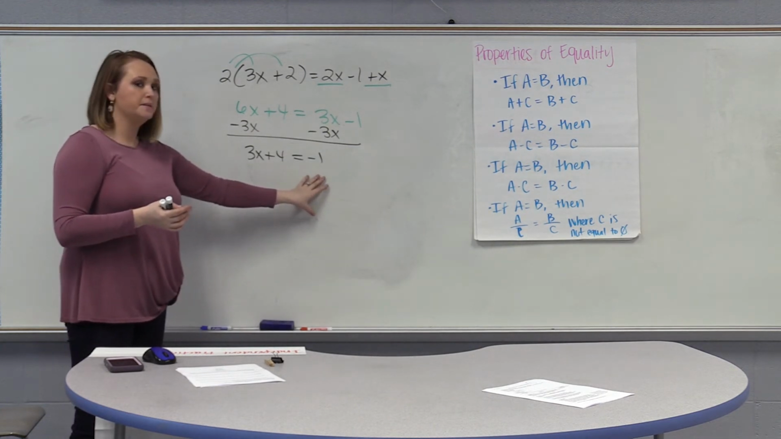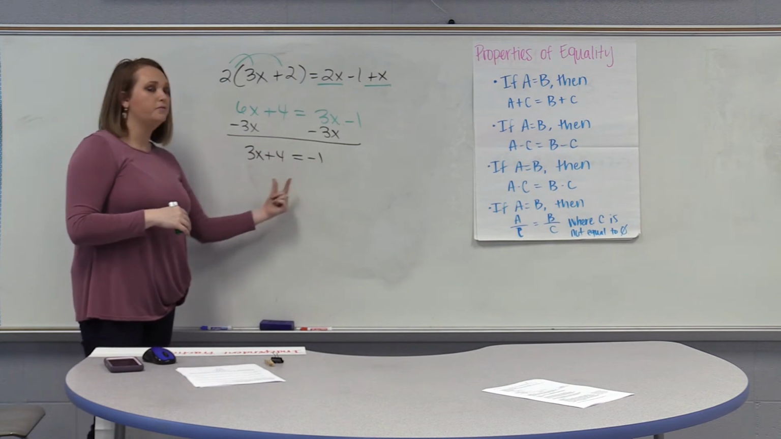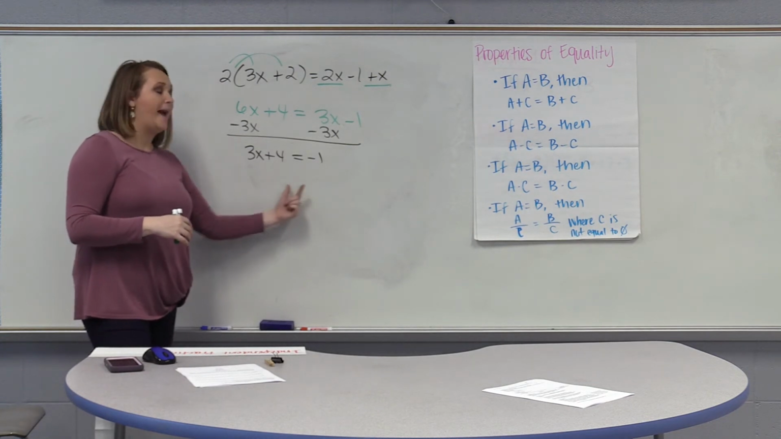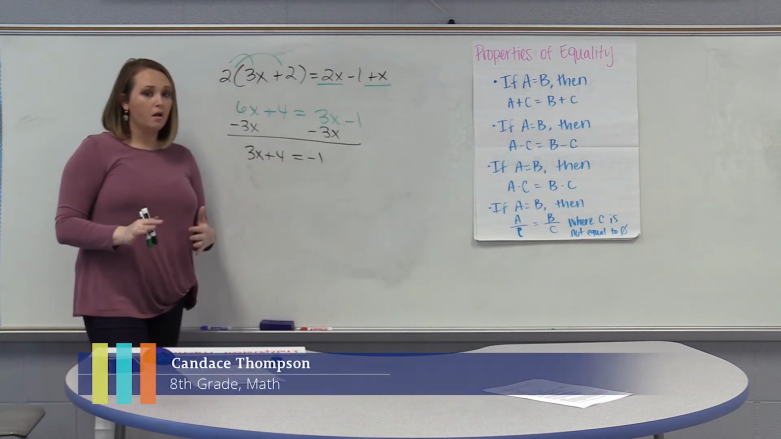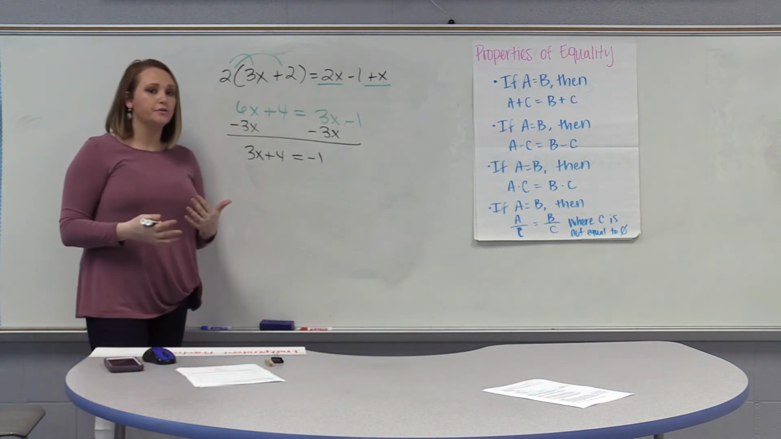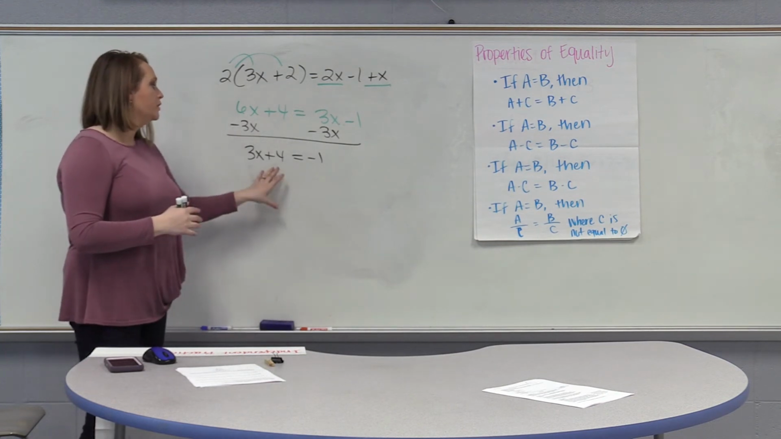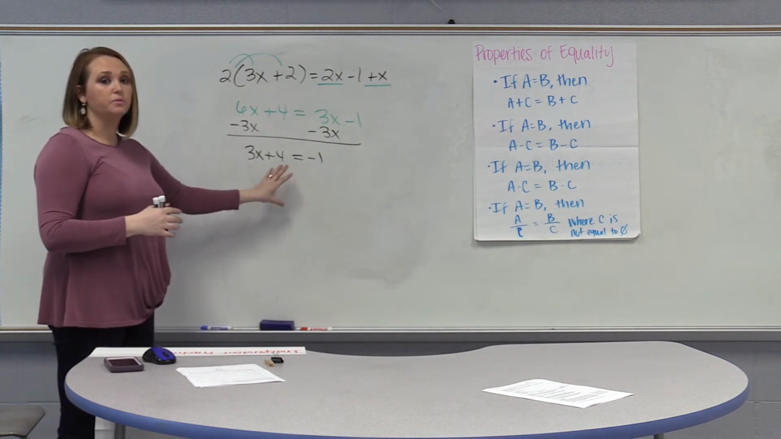I see a lot of mistakes with this type of problem with my students. They want to move the -1 over by adding 1. There's nothing wrong mathematically about doing that. However, remember, it doesn't get us any closer to achieving our goal of a variable set equal to a constant. So in this case, we would want to subtract 4.